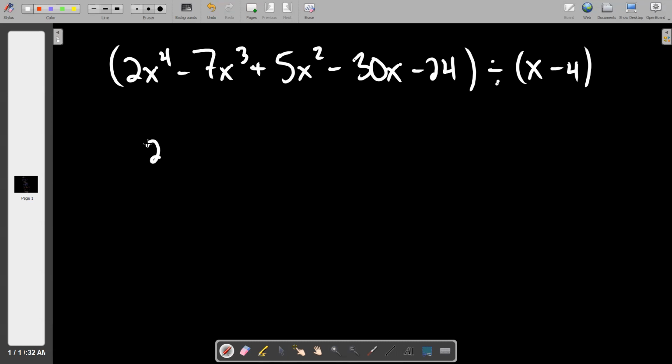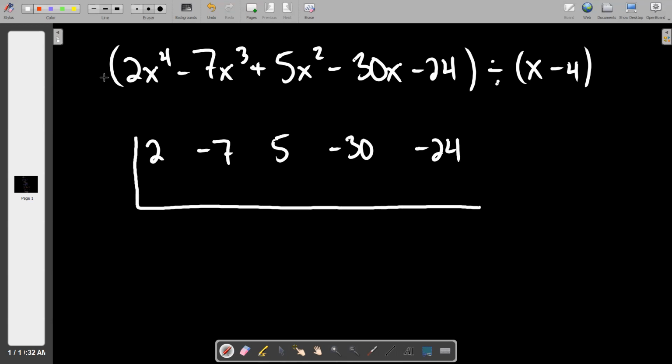So the numbers I'm going to lay out are 2, -7, 5, -30, -24. Synthetic divide. What's the number outside? 4. +4. Good job. All right, you guys whip through that algorithm real quick. It shouldn't take you more than about 15 seconds to whip that out. It's just times tables and adding.